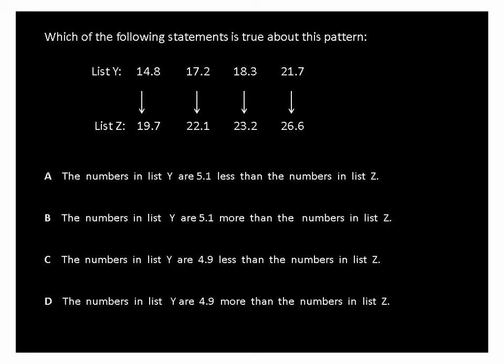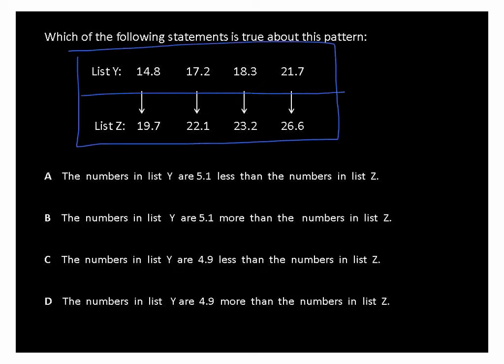Which of the following statements is true about this pattern? So in this problem, we have a very different set of numbers to look at. We don't have a table. We have a list. We have list Y, and then there's a corresponding number in list Z that goes with each of those numbers. We can go ahead and just think of it like a table. Let's think of this as though it's a horizontal T-table. And if it helps you to draw a table in, then draw a table in.